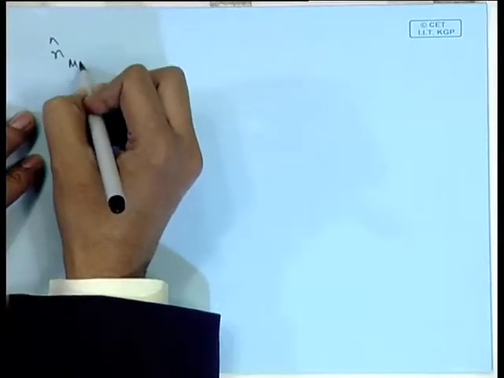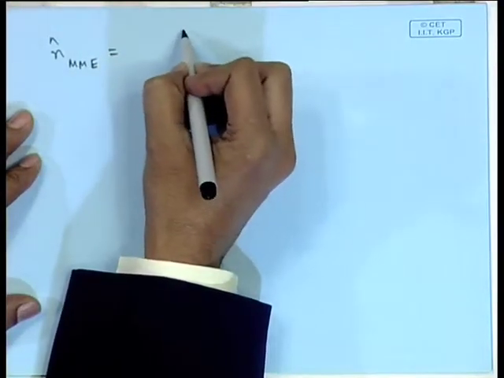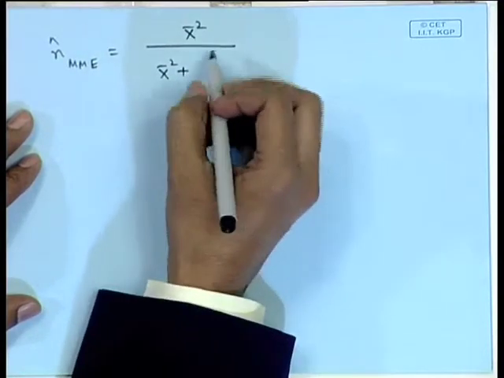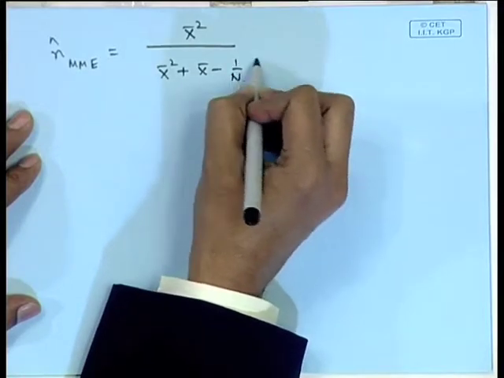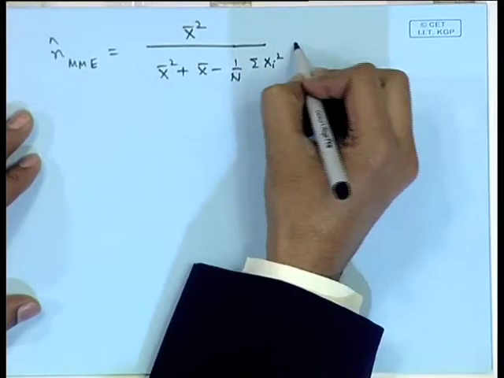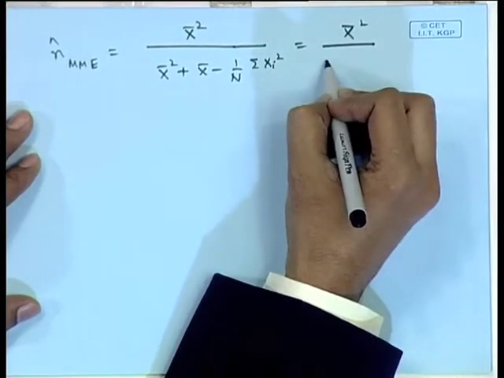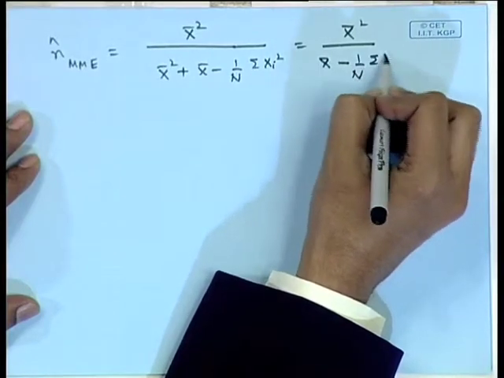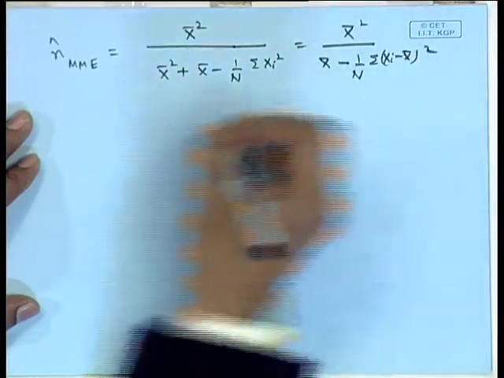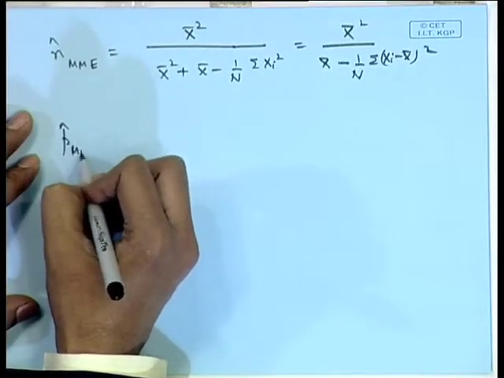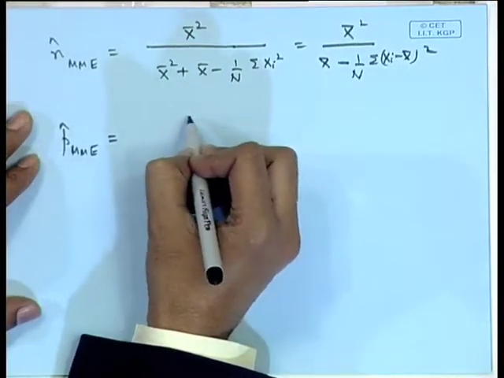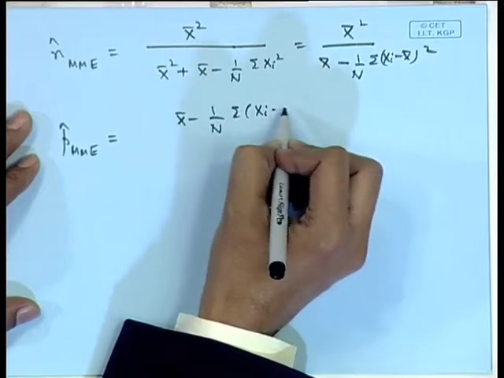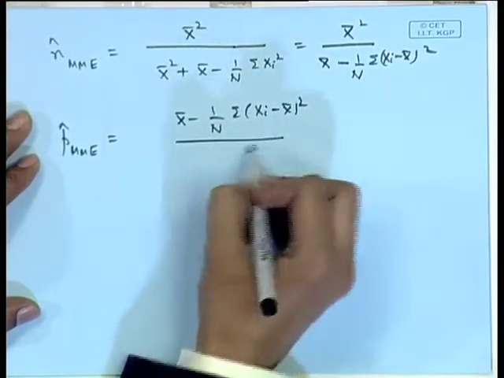n head MME is equal to x bar square divided by x bar square plus x bar minus 1 by n sigma x i square, which we can also write as x bar square divided by x bar minus 1 by n sigma x i minus x bar whole square, and p head MME will be equal to x bar minus 1 by n sigma x i minus x bar whole square divided by x bar.